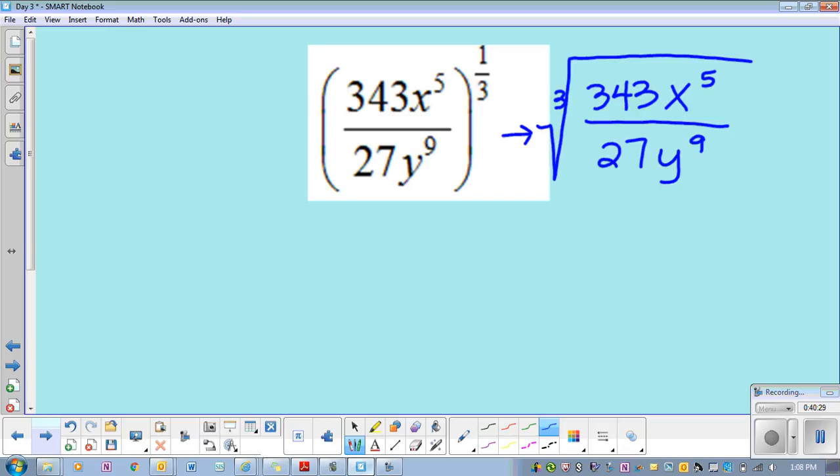Now, because I love to simplify before I start doing all this other stuff, 343 divided by 27, put it in your calculator. Can you simplify it? You can't simplify this fraction anymore. Now you have 5 x's on the top, 9 y's on the bottom. You can't simplify those either. So now that just means I need to cube root everything. I'm going to separate it now because I see some perfect cubes here.